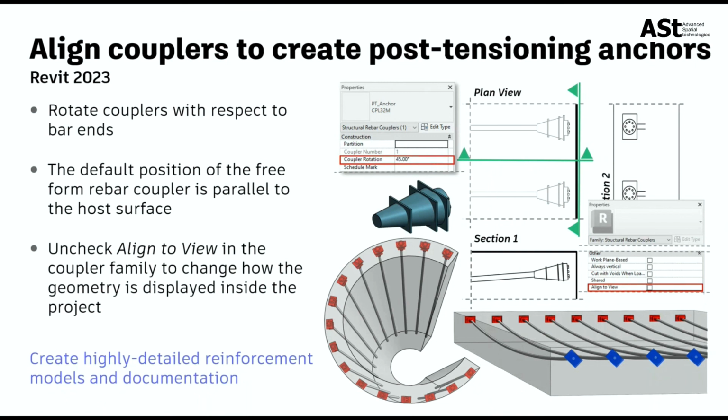So to create complex geometry and display it in a realistic way in 2D views, you can edit the coupler family and uncheck the align to view option. So this feature will help those structural engineers on the call today and detailers to create highly detailed reinforcement models and documentation.